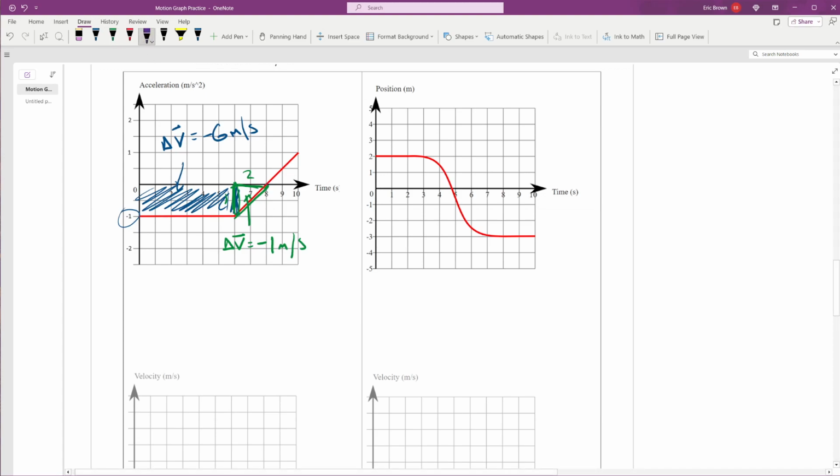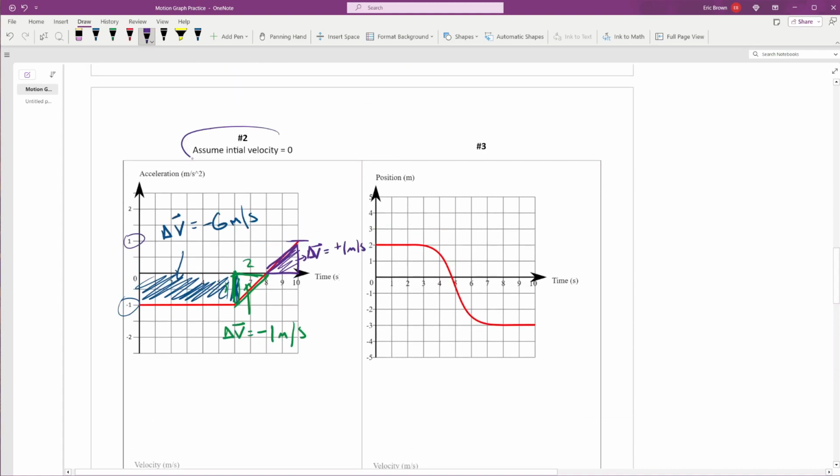And at the very end, I'm now above the curve, so I'm going to get some positive area. It's kind of the same triangle, 2 wide, 1 tall. Watch the axis. So the area of that little triangle is delta V equals +1 meter per second. So my velocity is going to decrease by 6 from 0 to 6 seconds. Then I'm going to subtract 1 more from 6 to 8 seconds. And I'm going to add 1 from 8 to 10 seconds. All right, but it's all changes. That's the big thing.